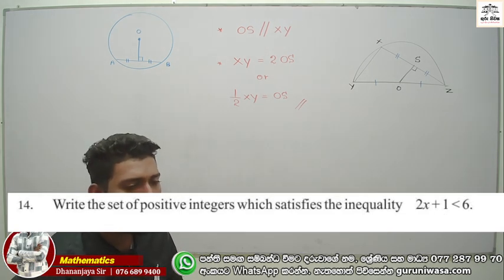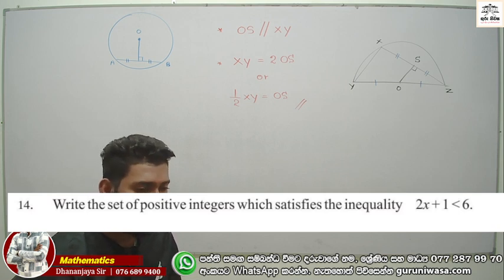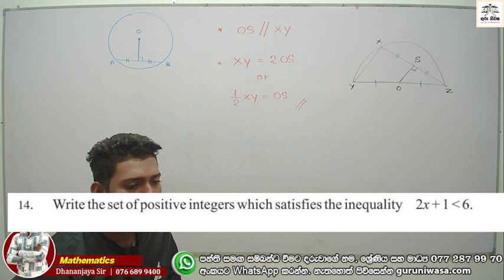14th one. Write the set of positive integers which satisfy the inequality. You can write positive integers. Positive, only positive ones.